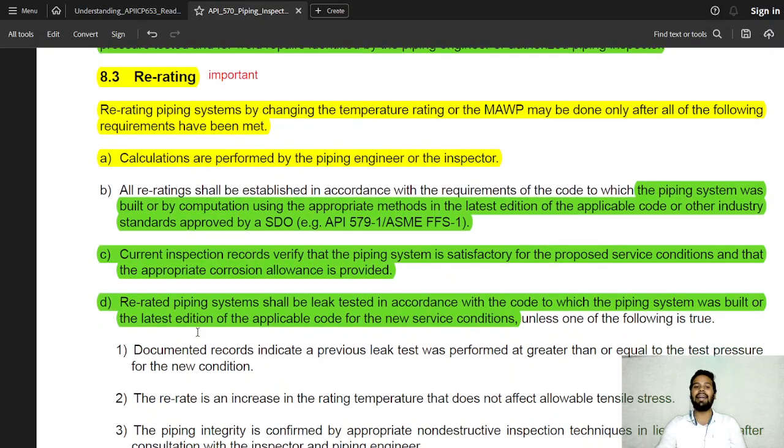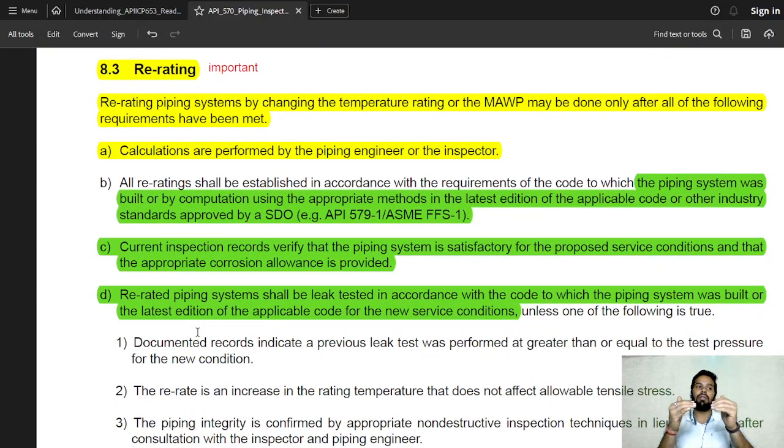Re-rating. Re-rating is when you are decreasing or changing the rating of the piping system. So let's imagine if you have a class 1 pipe, now you are rating it to become a class 3 pipe. So you are decreasing the risk based on the change in operating condition or something. Okay. Re-rating piping system by changing the temperature rating or maximum allowable working pressure may be done only after the following requirements have been met.